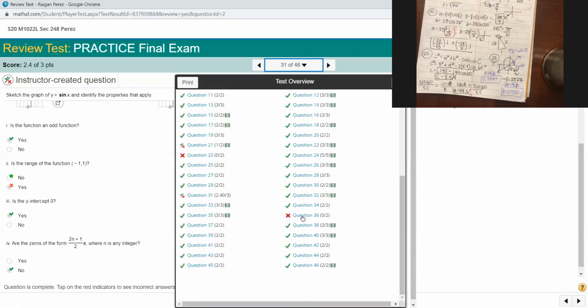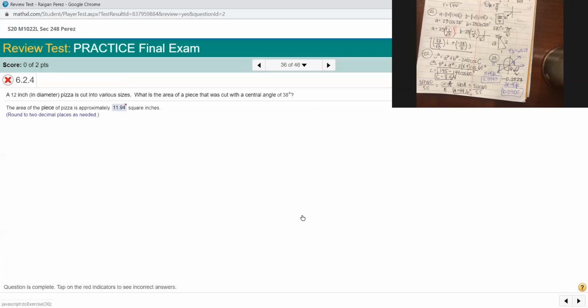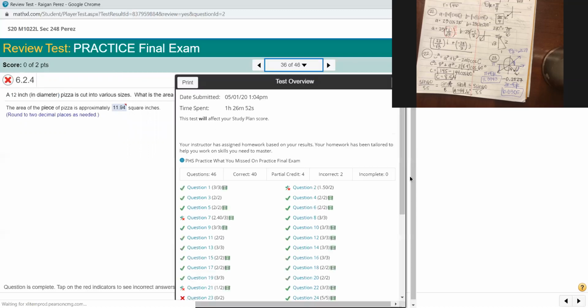And then the last one, 36. The area. Okay, so I definitely, oh, I know exactly what I did, because right here it says the diameter is 12 and I did it as the radius is 12. So I should have used 6 instead of 12 on that one. That's what we did wrong.